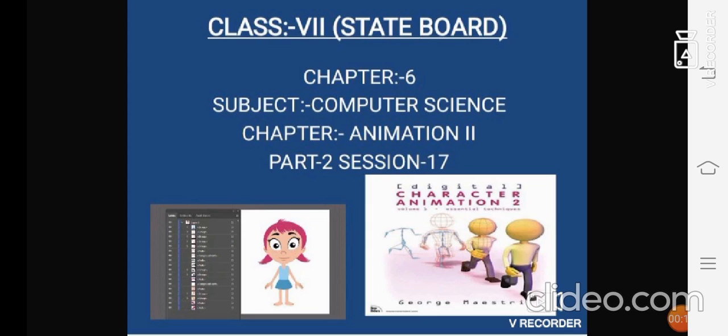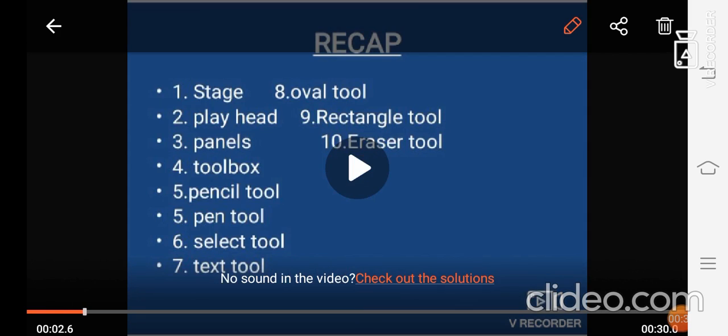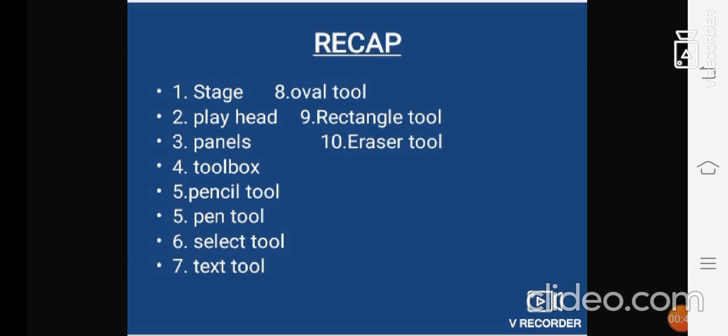Subject Computer Science, Chapter 6. What chapter are we studying? Can anyone tell? In the previous class, what did we discuss? Yes, we discussed animation 2. Part 1 we studied, then part 2 and part 3. So I'm going to discuss part 2 and section 17 in this class. I want everyone to pay attention as we go through this video.